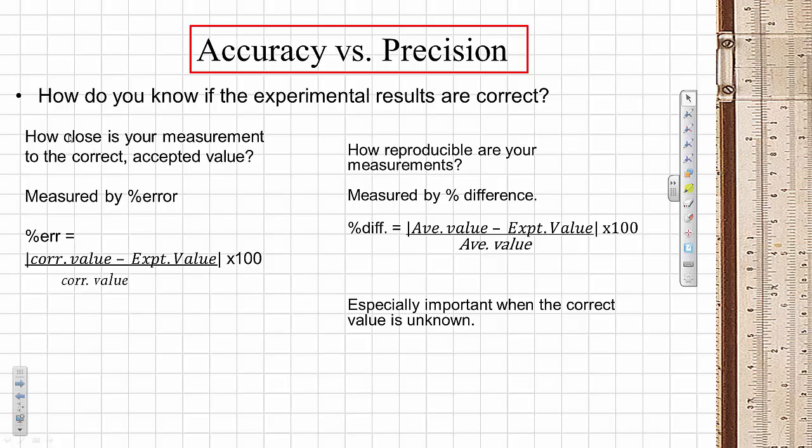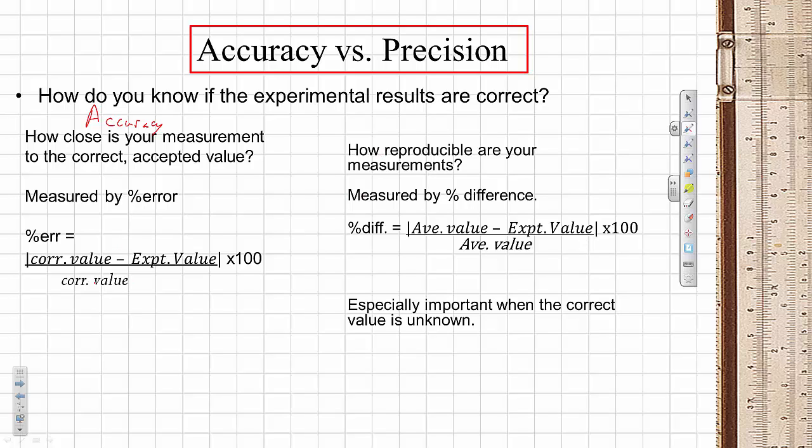Accuracy, and I don't have it here, accuracy is a way of expressing how close you are to the correct or accepted value. This is determined by percent error. We'll get into this more when we get into the laboratory, so I'm not going to go through the details here. But there is a formula for determining the percent error.